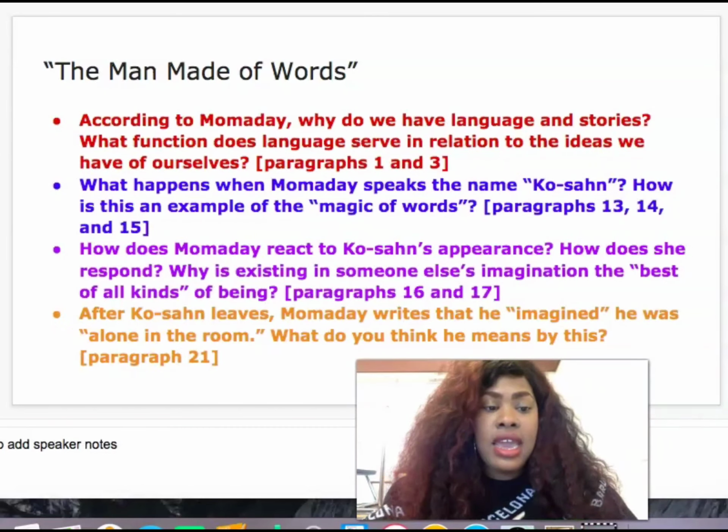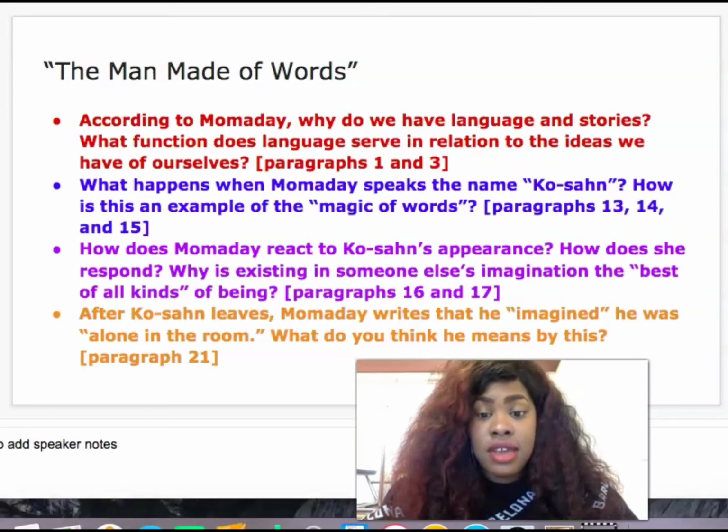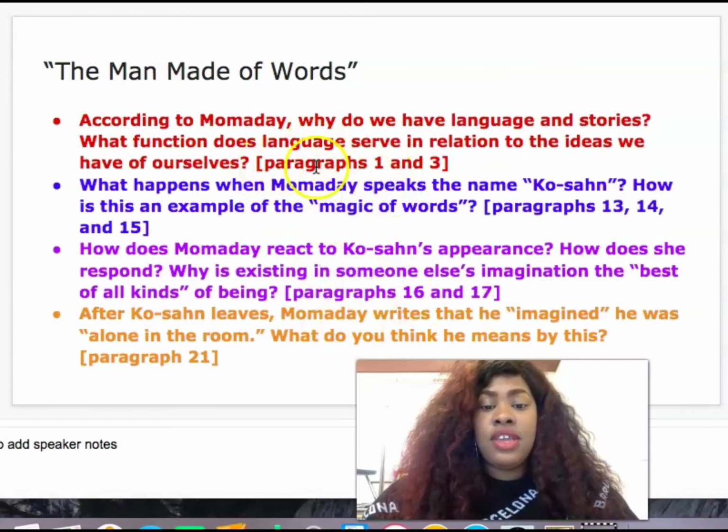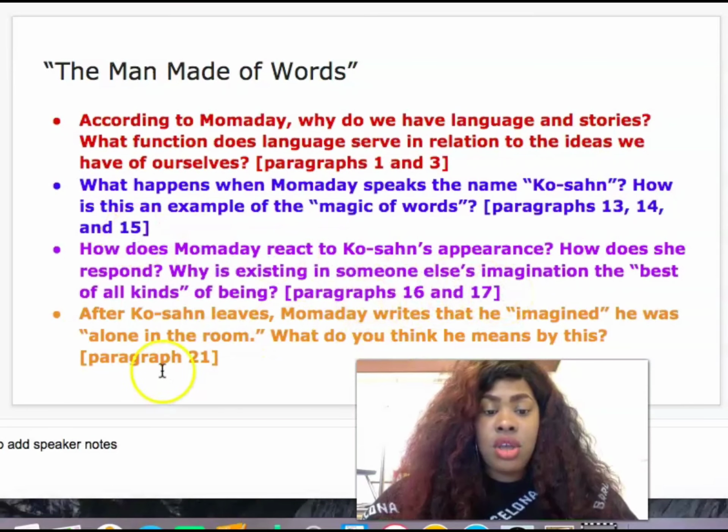Today we are going to be reading The Man Made of Words, and we are going to be analyzing this text. In a series of questions that I have here, you will notice that at the end of each question, it says paragraphs 1 and 3, or paragraphs 13, 14, and 15, paragraphs 16 and 17, or paragraph 21. So these questions will tell you which paragraphs your answers are in, or where you need to look to find the information.